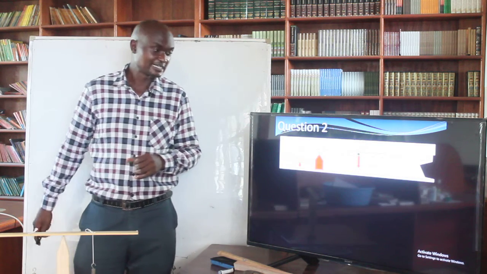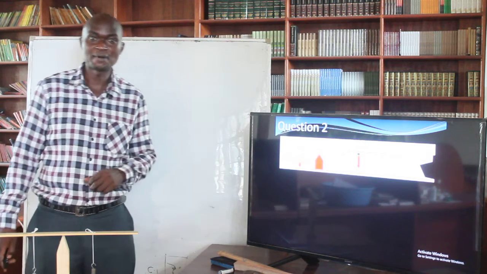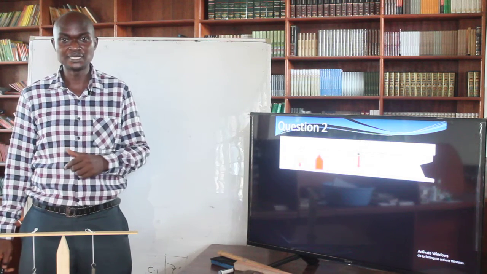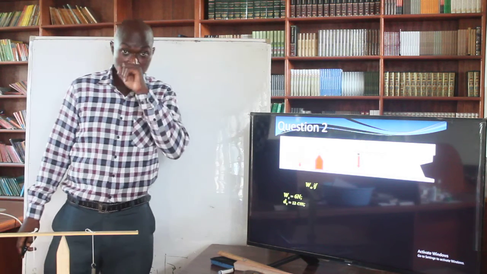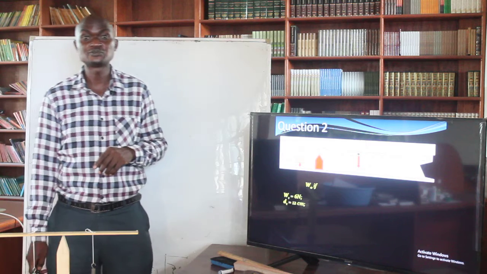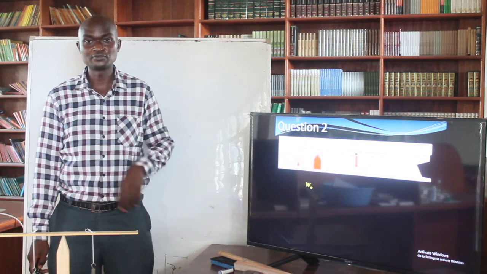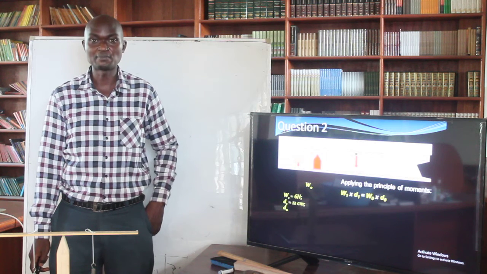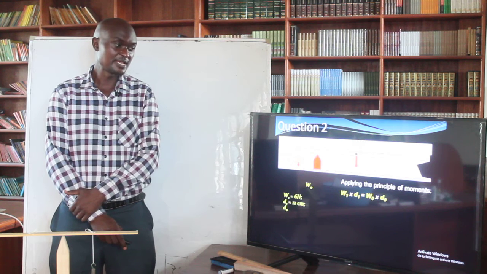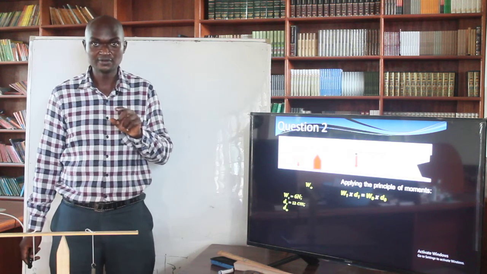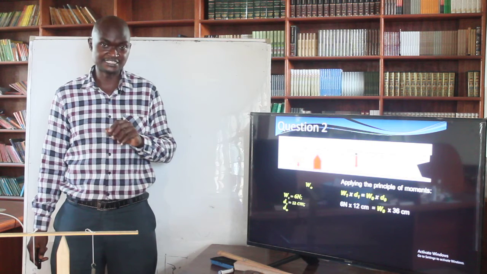Okay. Second question. Almost a similar situation. We have a plank here, a pivot, and a weight W1. We have a weight W0. So if W1 is 6 newtons, D1 is 12 centimeters, what is W0? Now applying the principle of moments, W1 multiplied by D1 equals W0 times D0. In this case, D0 is 36 centimeters.